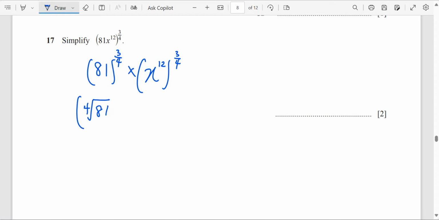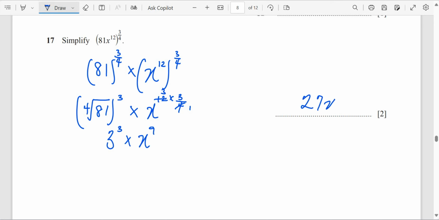This is the fourth root of 81 raised to the power of 3. Or you could write 81 as 3 raised to the power of 4. It should work the same way. Then this one too, I'm going to use my knowledge of the product rule. So 4 over 1, 4 over 3. And this will give me 3 raised to the power of 3 times x raised to the power of 9. And that's 27x^9.